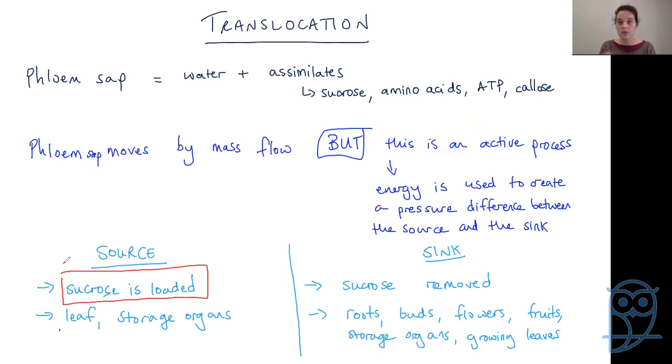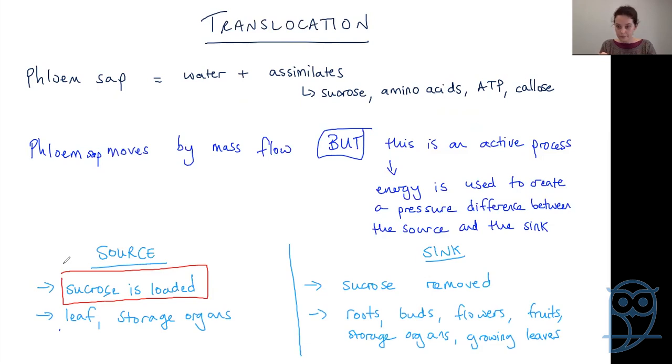And this is what's really important about translocation. So we're going to go into that in a bit more detail now about how that process actually happens, how the sucrose is loaded, and how that then leads to this difference that causes the mass flow.